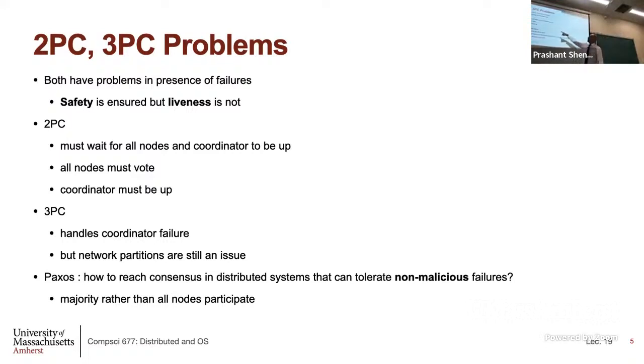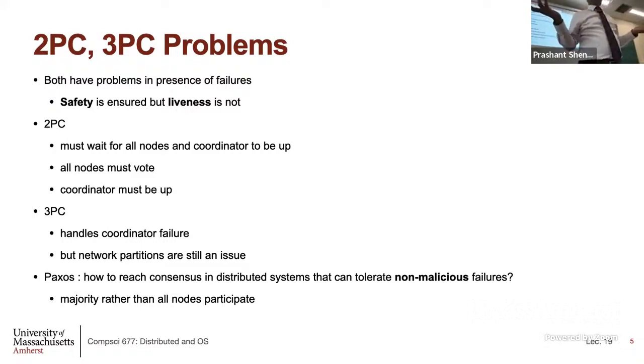Okay? So in two-phase commit, the coordinator must be up for you to have both the liveness and safety property. In three-phase commit, you can actually deal with coordinator crashes because of the extra pre-commit stage I just showed you. But network partitions are still an issue. The network is partitioned into two. Some nodes are in one half, the other nodes are in the other half. The coordinator is never going to get all the votes because fundamentally the network is broken into two. You cannot communicate across the partition.